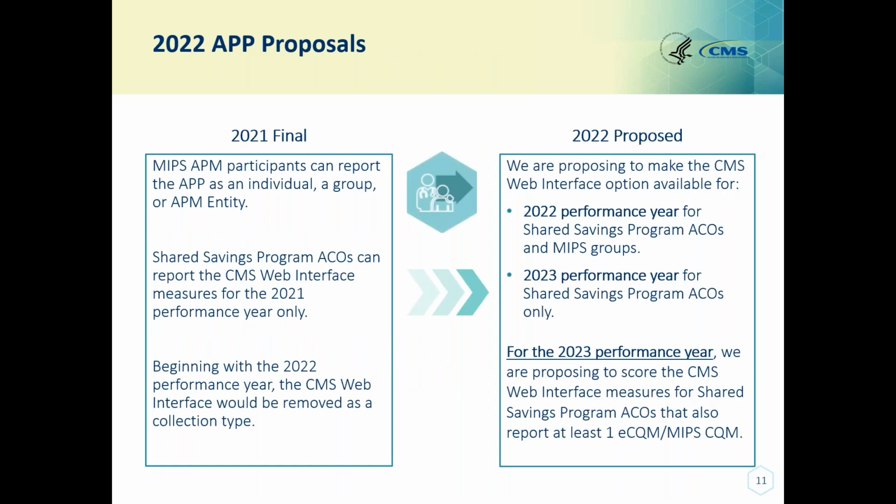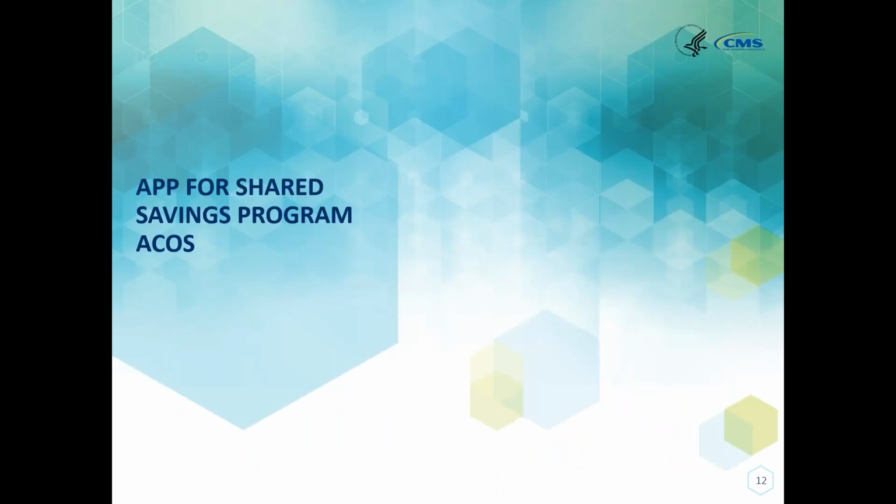And as I mentioned, for 2022, we are proposing to extend the web interface into future years, for 2022, going into 2023. For 2023, there are some additional requirements that would be applied, again, only to Shared Savings Program ACOs, and we do actually have someone from the Shared Savings Program who will go into a little bit more detail on that for you, I believe. Next slide, please. Okay, and let me turn that over to Sabrina, and she can continue to talk about some of the nuances for MSSP ACOs.